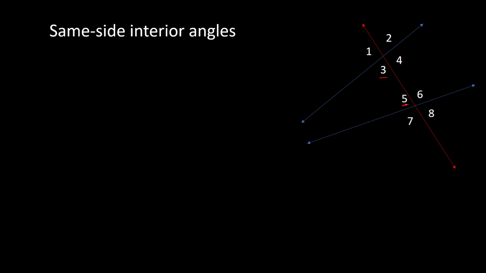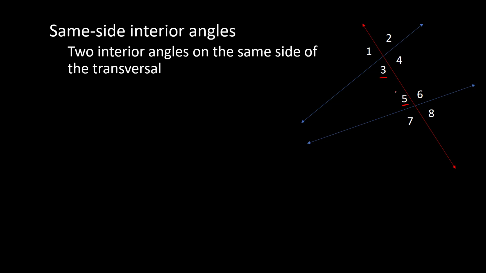Angle 3 and 5 are both interior, and they're both on the same side of that transversal. So angle 3 and 5 would be same side interior, as well as angle 4 and angle 6 would be same side interior.